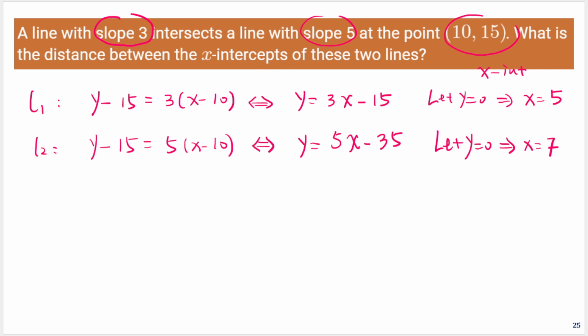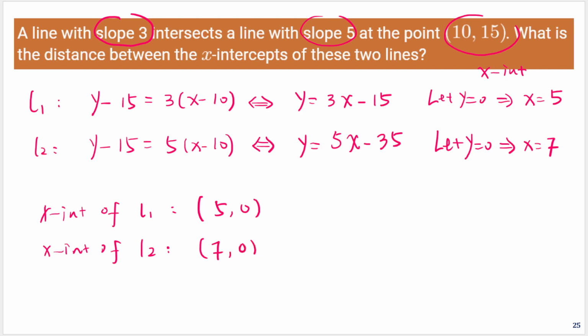And then we know the x-intercept of L1 is the point (5, 0). The x-intercept of line L2 is the point (7, 0). Of course, the distance between these two x-intercepts is just 7 minus 5, which is 2, right? You get it?